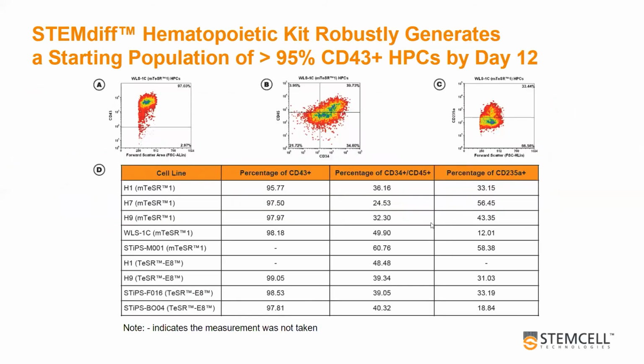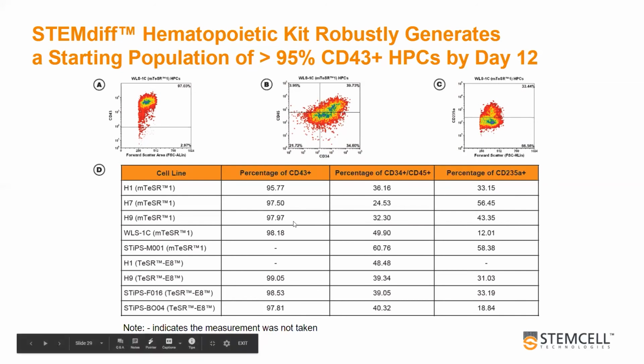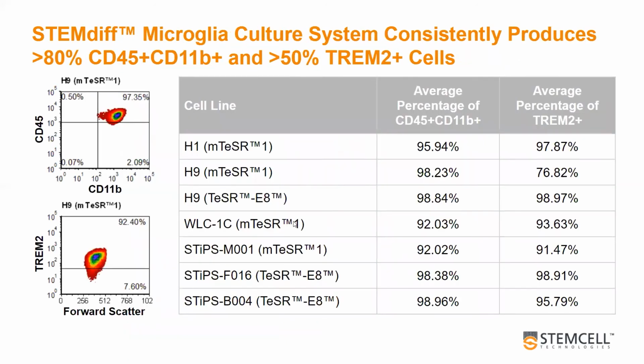We know having a high quality hematopoietic progenitor cell population is critical for later microglia differentiation. Luckily, our hematopoietic kit can generate more than 95% CD43 positive progenitor cells. Our data showed that STEMdiff microglia kits can consistently produce over 80% CD45, CD11b positive, and a high percentage of TREM2 positive cells.